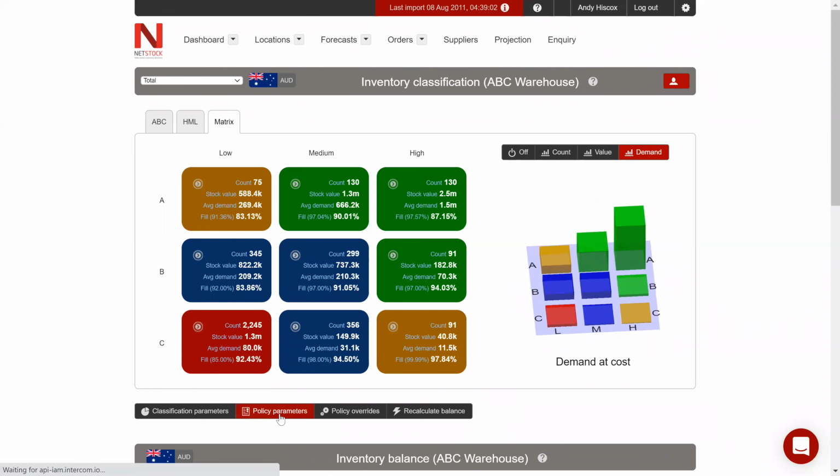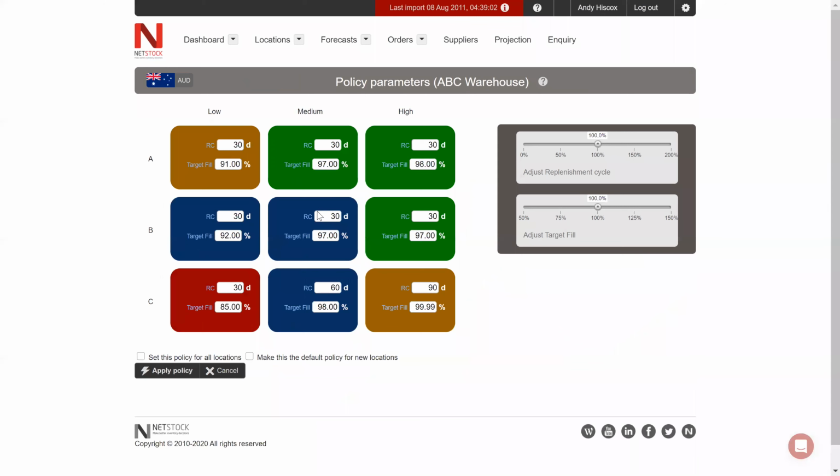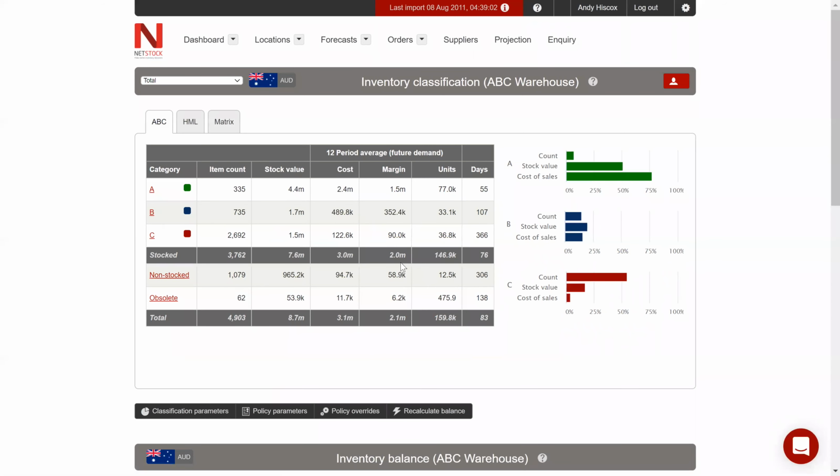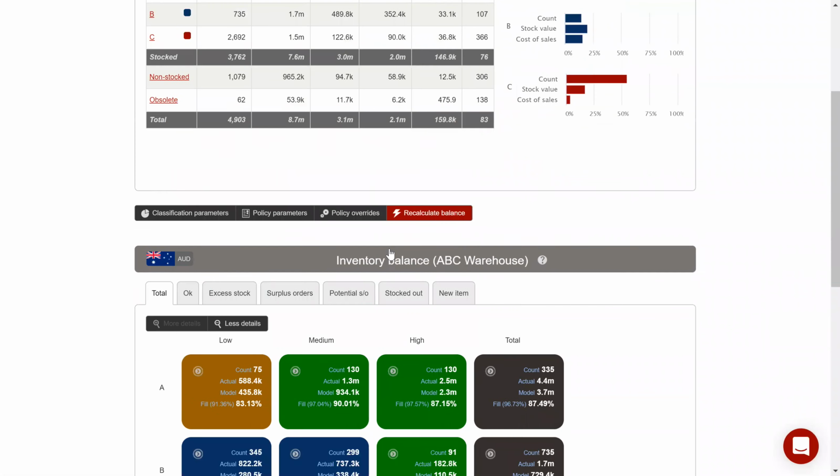So the idea here is that you can very quickly set the appropriate policy in these little blocks and grids, and they will then give every single item an appropriate cycle quantity and a target fill rate to compute the safety stock. And now we have pretty much everything we need to do the ordering, except before we do the ordering, we need to see the output of that, which is our models.